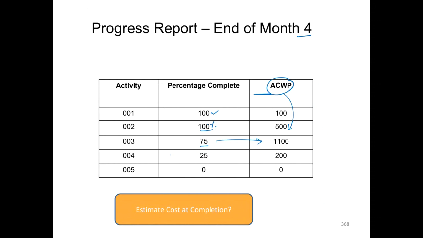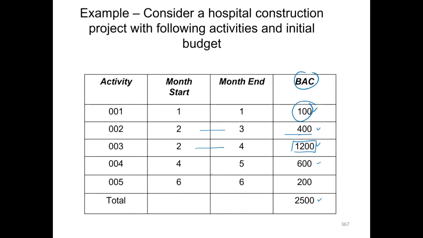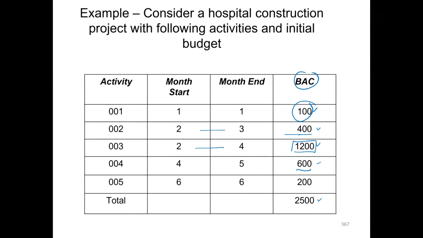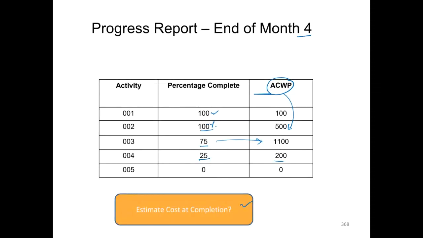cost overspend. And activity 4, we have completed 25% at a budget of 200, and if we compare it with allocation for activity 4, it was 600 total, right? So you're being asked to estimate the cost at completion of this project, right? The initial budget for this total job was 25,000 pounds, and what would be the estimated cost at completion based on the progress which is being reported by the site at end of month 4?